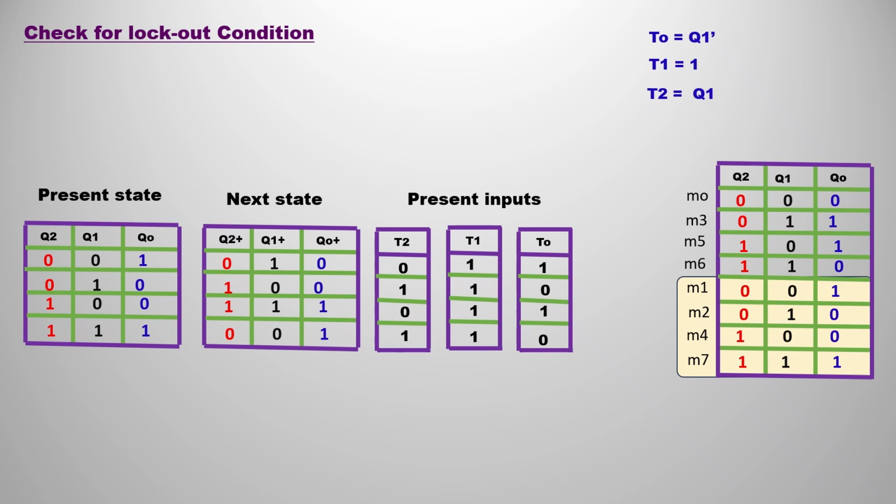In the present state, if you observe the T2 column, you are going to see the first entry as 0. So Q2 is 0, and as T2 is 0, Q2 will not be toggled. That is, in the Q2 plus also, that is 0. If you observe T2 as 1 and Q2 is 0, it will be toggled, so Q2 plus is 1. Like that you can compare and have a look over that. So like that, fill all of that.